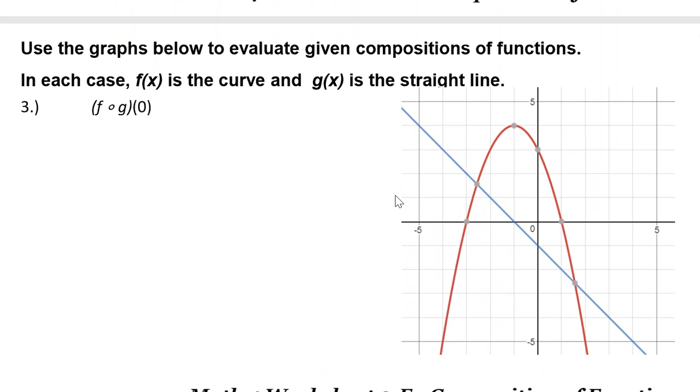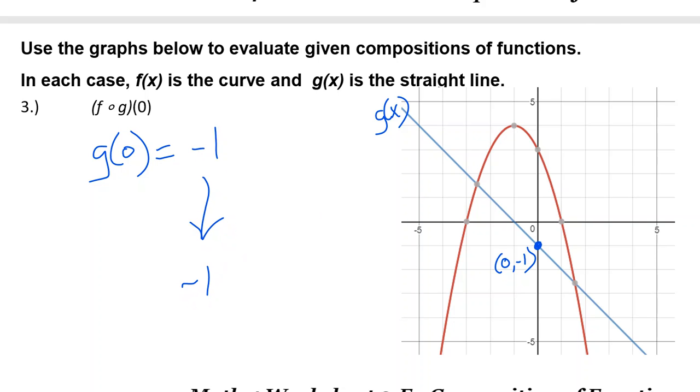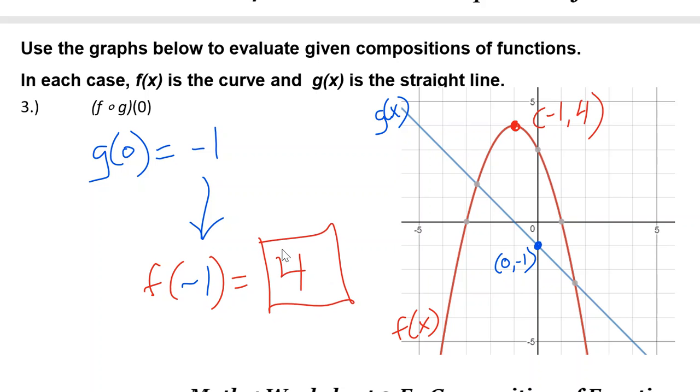Now f of g of 0. This would be g of x here. And g of 0, when the blue line is at 0 on the x-axis, that is right there. That is -1. And we're going to bring that -1 down and feed him into the f machine. When x is -1, that is right there. That's going to be him right there, -1, and he is all the way up to 4. So there is that one.